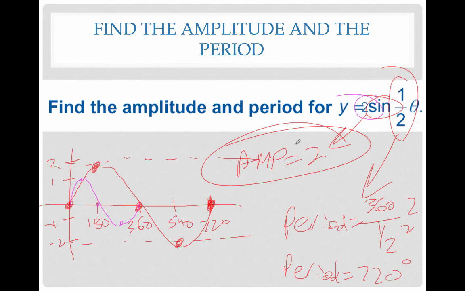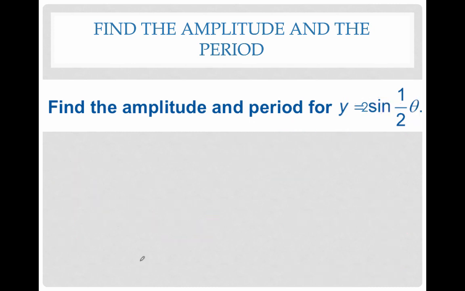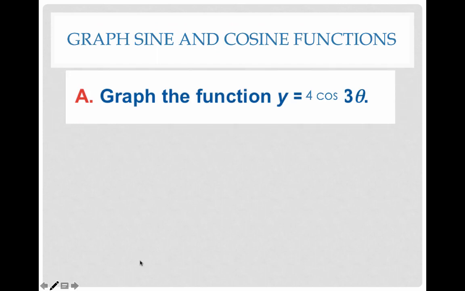The half, it's going half as fast. That means I can get 2 of them done. With the other ones, I would get 2 done in the time it takes me to get 1 done. Good stuff, good stuff. Okay, graph the function.